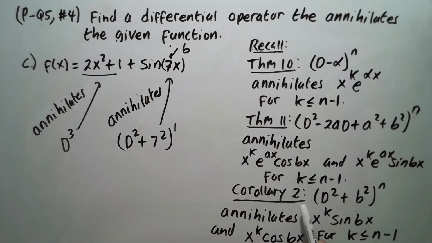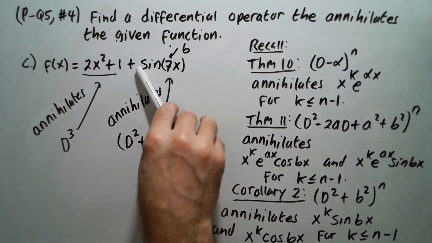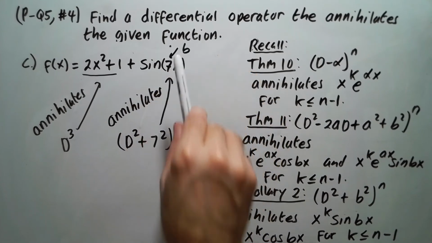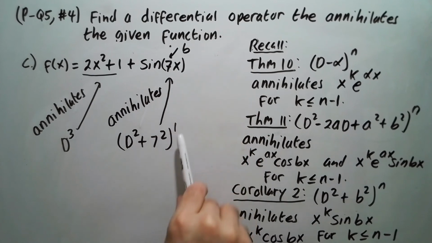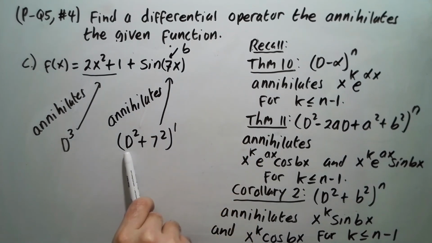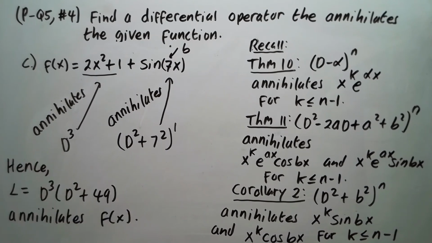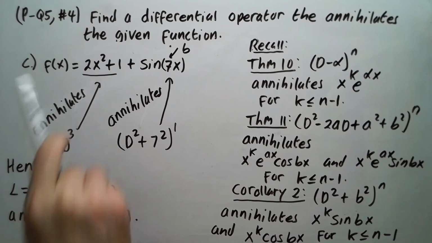Okay, so again by corollary 2 then, with b being 7 and n being 1, because there's no x here. So the highest power on the x, you have to go 1 higher than that for your n. Well, since it's x to the 0, 1 higher is 1, so it's 1 here. So it's going to be D squared plus my b squared. And to annihilate both of these at the same time, well, let's multiply them together, so that should be your answer. So let's write that. So hence then, L equal to D cubed times D squared plus 49 will annihilate our f up here. So that's our answer.